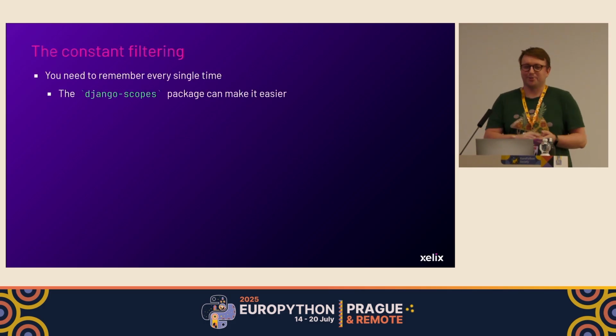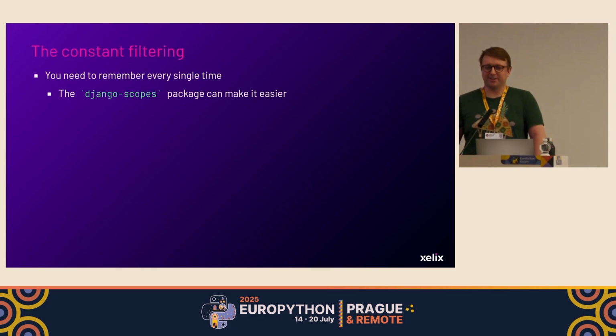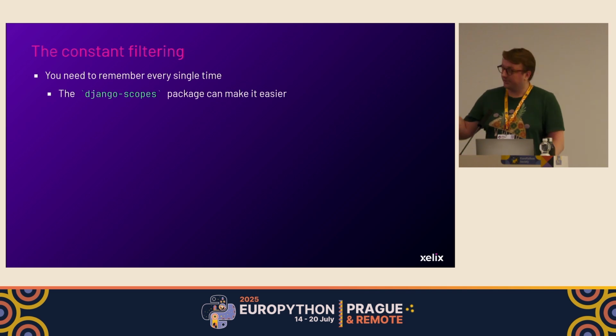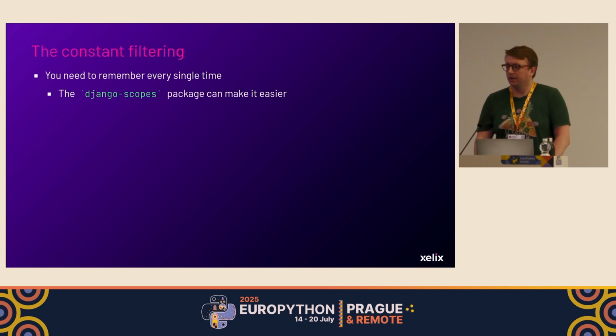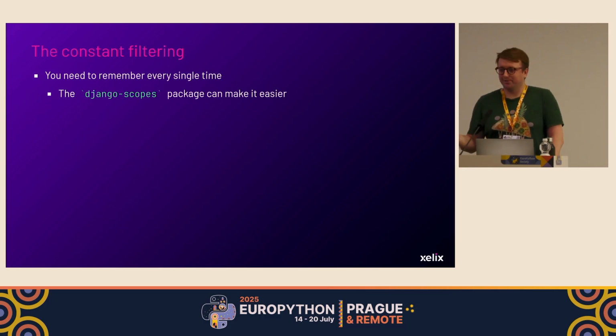You need to remember every single time to do that filtering. Otherwise, you're going to have a massive problem. There's a really cool package called django-scopes that makes this much, much, much easier. It basically throws an error if you don't do the filtering, but you still have to do the filtering. So it's a bit annoying.